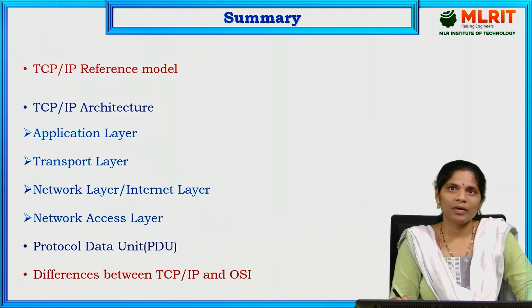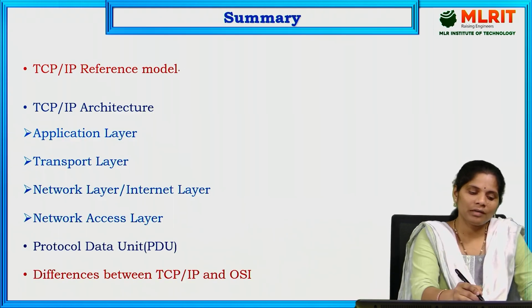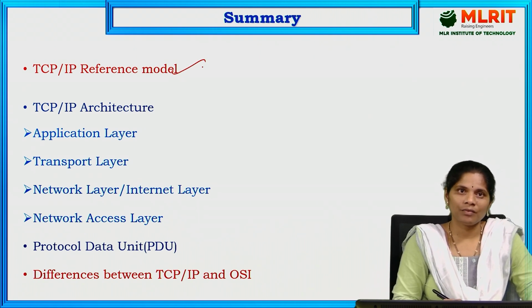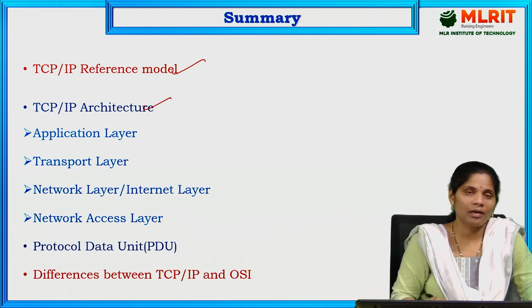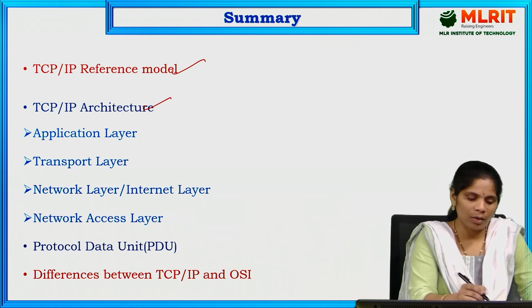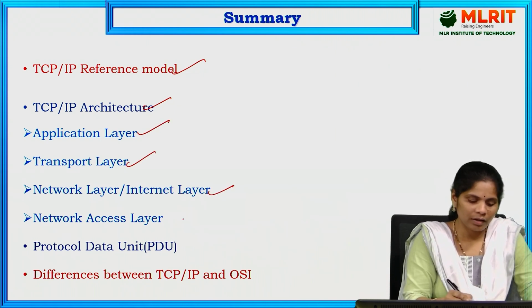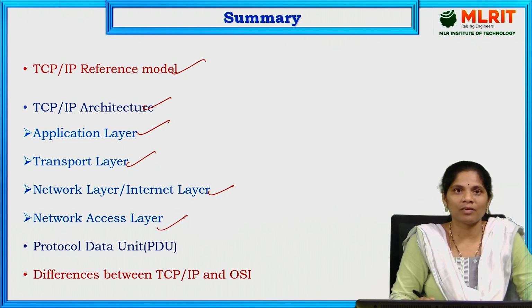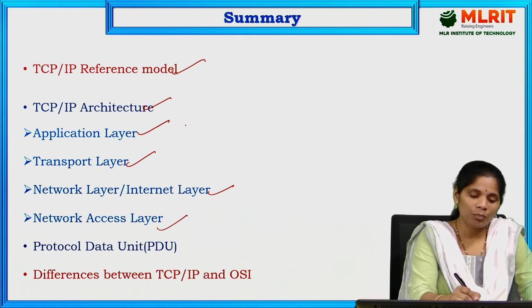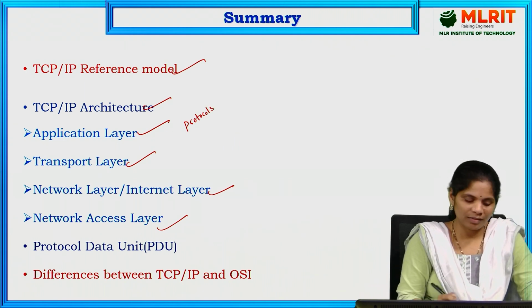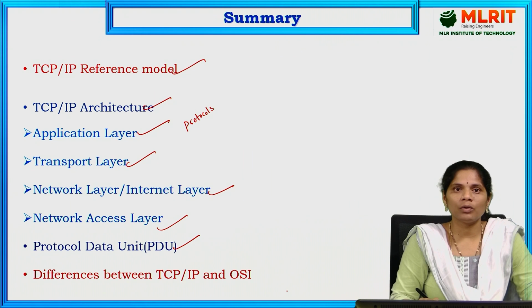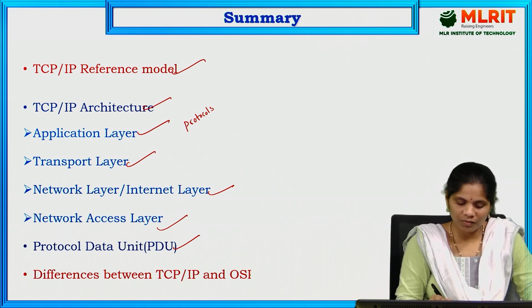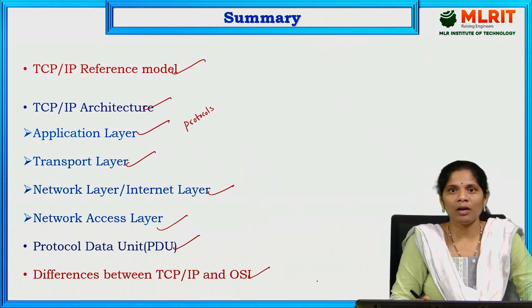Let us see the summary of today's session. First, we discussed what the TCP/IP reference model is, and next we saw the TCP/IP architecture. Next we discussed the different layers in the TCP/IP architecture: the application layer, transport layer, network layer, and network access layer. These 4 layers we discussed. At the same time, we discussed the different protocols in each and every layer. And next we discussed the TCP/IP protocol data unit. And finally, we discussed the differences between the TCP/IP and OSI reference models in computer networks. We discussed all of that in today's session.